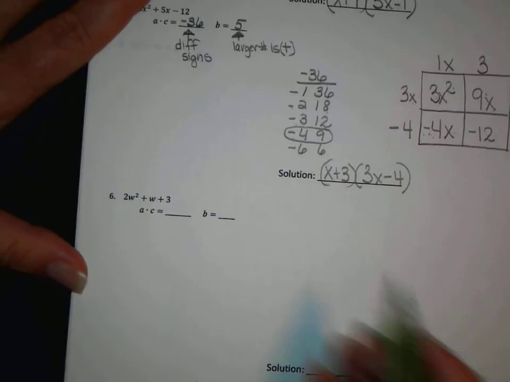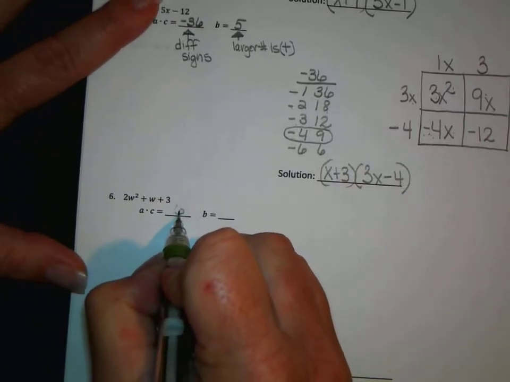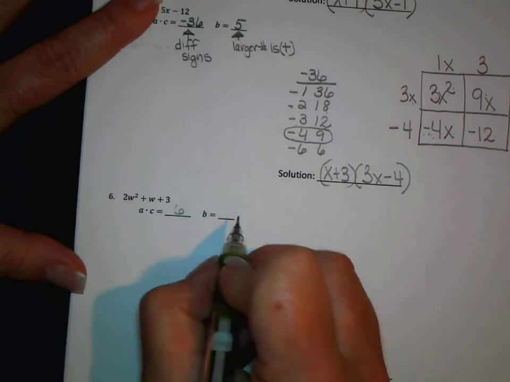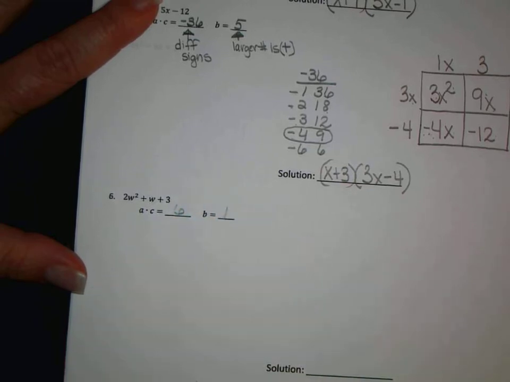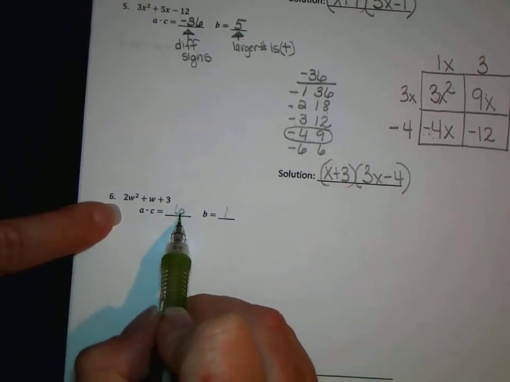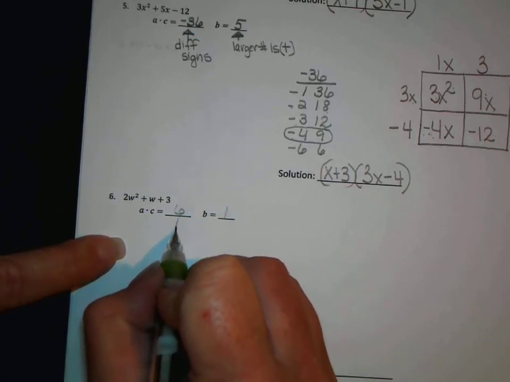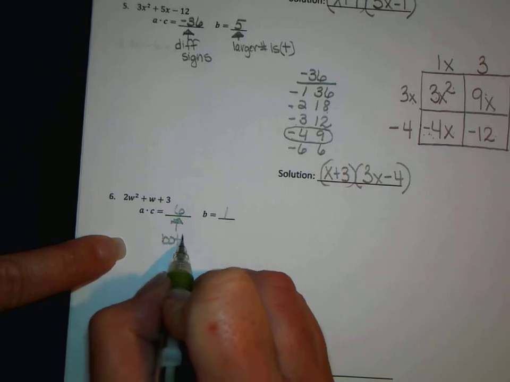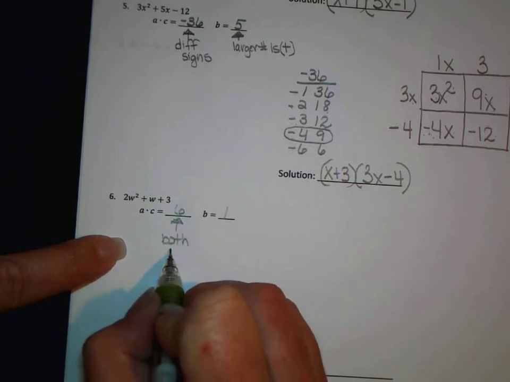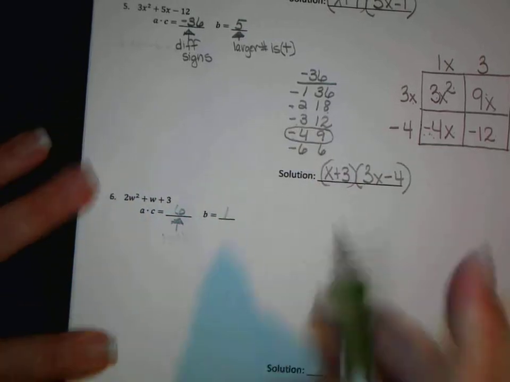All right, number 6. A times C is 6. B is 1. Okay, A times C is positive 6, B is positive 1. So when you multiply them together, you're going to get a positive. So we know that the signs are the same. Sorry about that. Same signs.